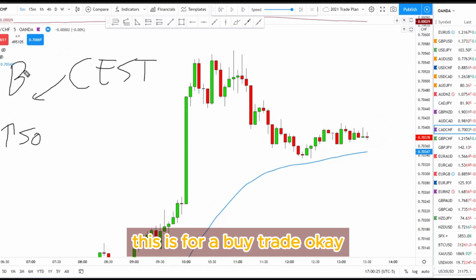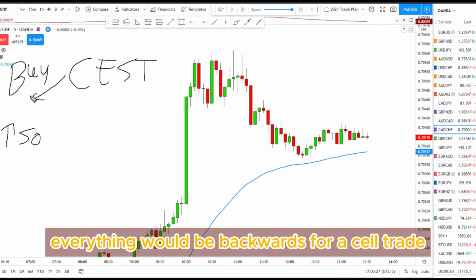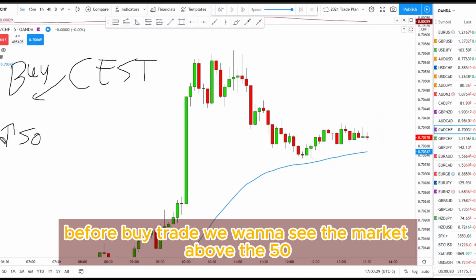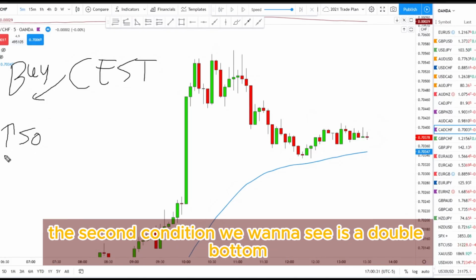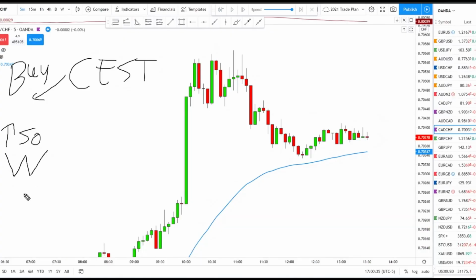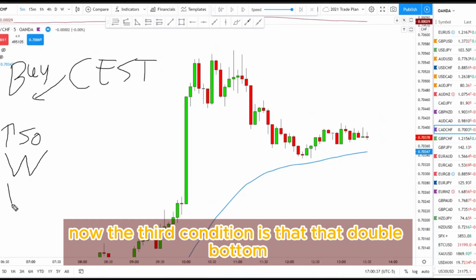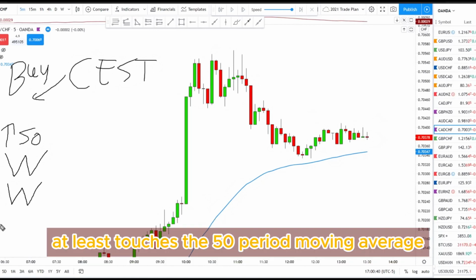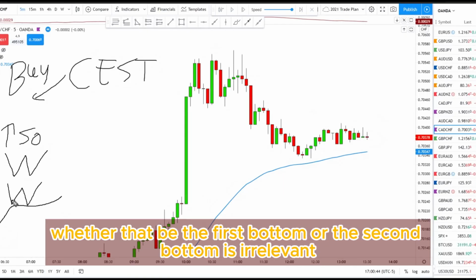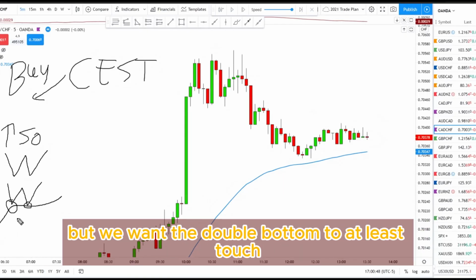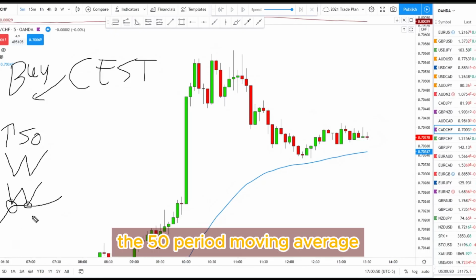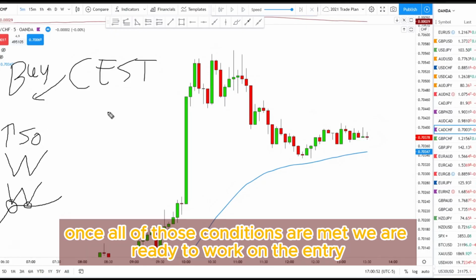This is for a buy trade, okay? Everything would be backwards for a sell trade. Before a buy trade, we want to see the market above the 50. The second condition we want to see is a double bottom. Now, the third condition is that the double bottom at least touches the 50-period moving average with one of the bottoms. Whether that be the first bottom or the second bottom is irrelevant, but we want the double bottom to at least touch the 50-period moving average. Once all of those conditions are met, we are ready to work on the entry.